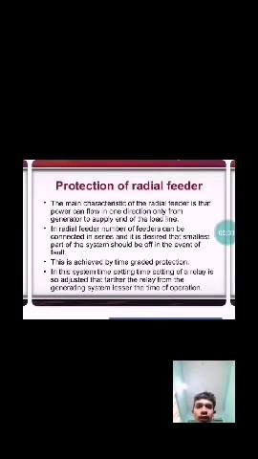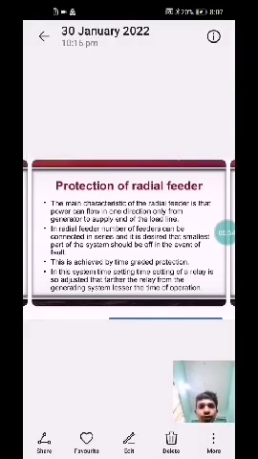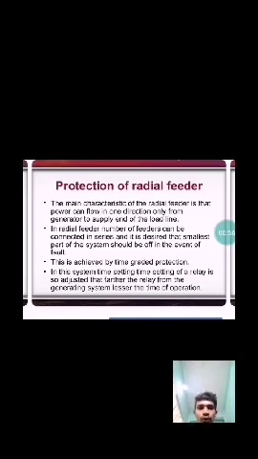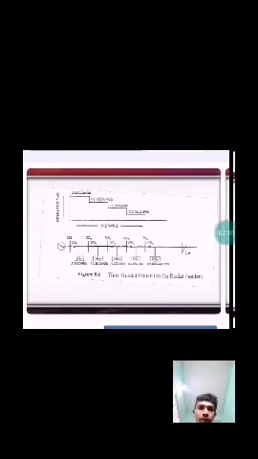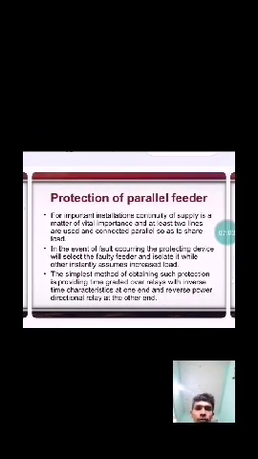The protection of radial feeders. The main characteristic of a radial feeder is that the power flows in one direction only, from the generating supply to the load. In a radial feeder, a number of feeders can be connected in series, with the smallest part of the system isolated. Achieve time graded radial protection. This is the system of relay settings, diagram of radial feeders.